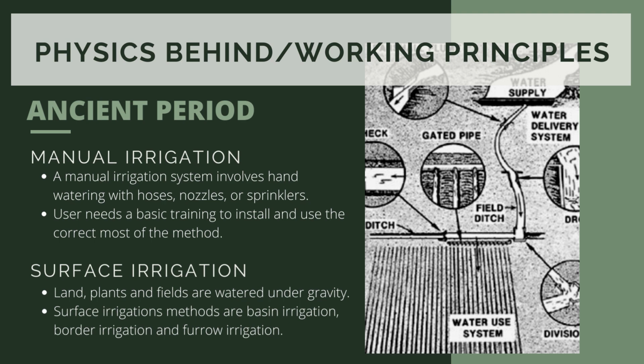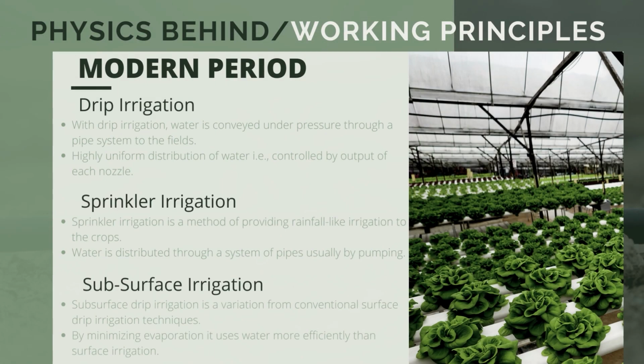Surface irrigation methods are basin irrigation, border irrigation, and furrow irrigation. In the modern period, the three most used irrigation systems are drip irrigation, sprinkler irrigation, and sub-irrigation. Sprinkler irrigation is a method of providing rainfall-like irrigation to the crops. Water is distributed through a system of pipes, usually by pumping. Spray heads at the outlet distribute the water over the entire soil surface.